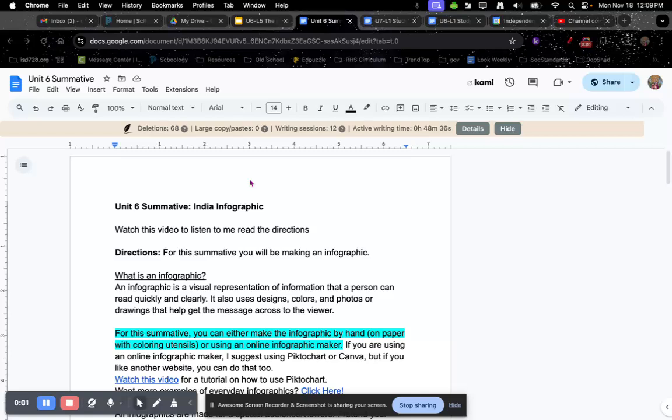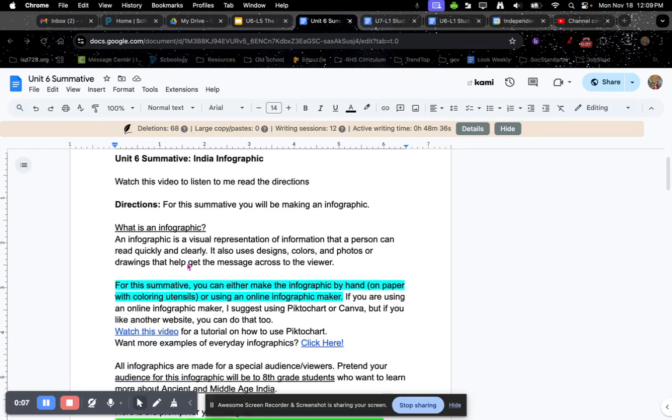Unit 6 Summative, India Infographic. Directions for the summative: you will be making an infographic. What is an infographic? An infographic is a visual representation of information that a person can read quickly and clearly. It also uses designs, colors, and photos or drawings that help get the message across to the viewer.